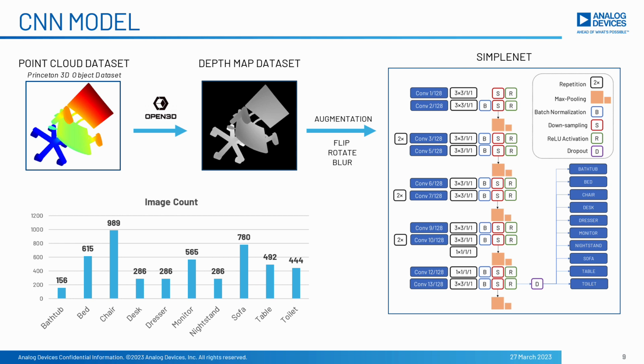Going on to the CNN model. We used SimpleNet in our example application because SimpleNet is a relatively small network, but its performance is relatively on par with larger networks such as ResNet and VGGNet on CIFAR. The dataset that we trained this model on was a point cloud dataset, and then we transformed it into a depth map dataset using Open3D.